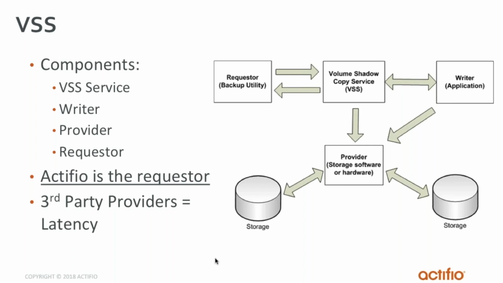And as soon as the provider tells the VSS service, okay, the snap is done, the service goes back to the writer and says, okay, you can unquiesce and resume your regular IO activities. And then once that's finished, the VSS service tells the requester, okay, your snapshot is now ready. So that's the sequence of events.